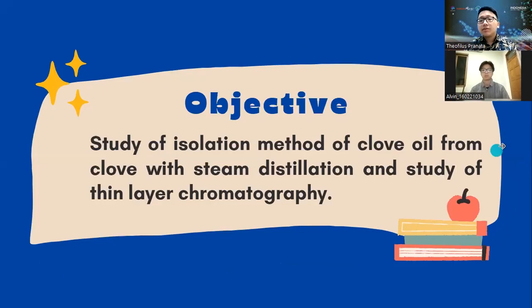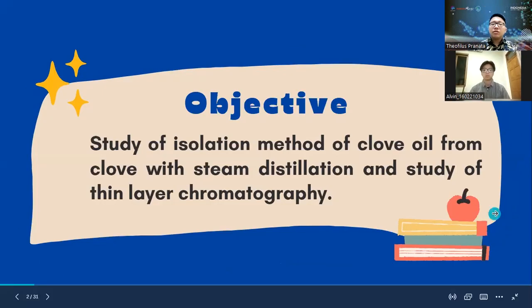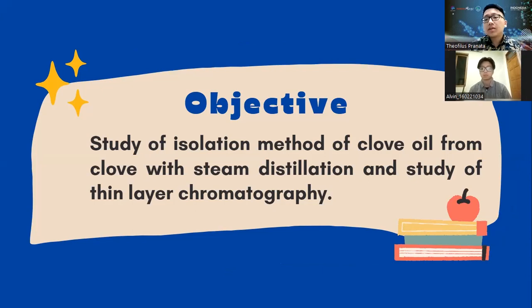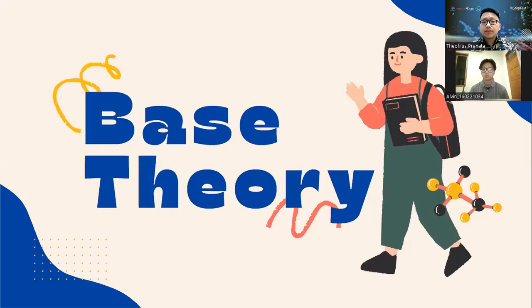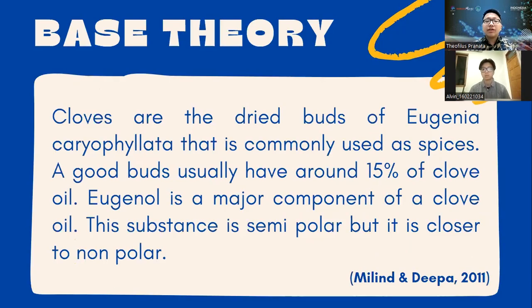Now to start off, we first need to know the objective. The objective is to study isolation method of clove oil from clove with steam distillation and study of thin layer chromatography. And then for the base theory, we have here is clove.